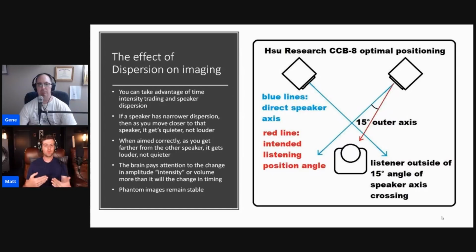So when you aim them correctly, what happens is that you move more off axis to the speaker you're closer to and more on axis to the speaker you're farther from, meaning the farther speaker gets louder, the closer speaker gets quieter, but because you are also getting closer to one and farther from the other, essentially what happens is it all kind of balances out and the center image stays exactly where it's supposed to.